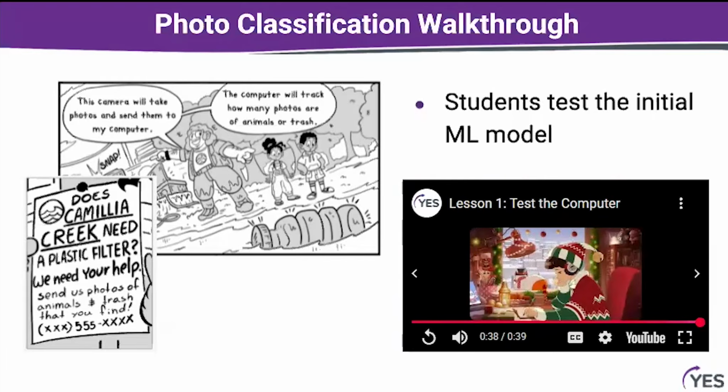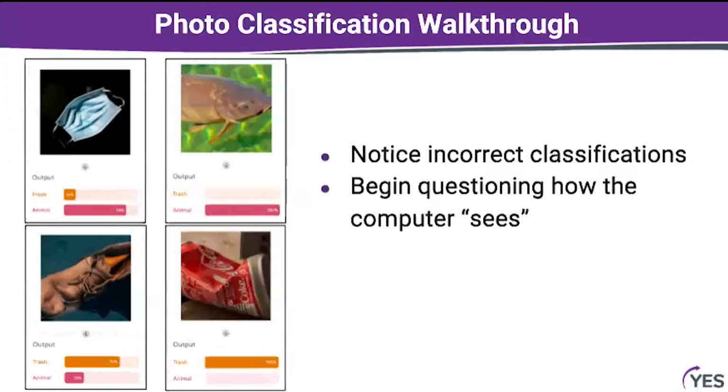All right, so you get a sense that the students are holding up these photos to this machine learning model, and they start to notice things. As they explore this model, right away they start to see mistakes. The model might confuse a turtle for trash or a plastic container for an animal.